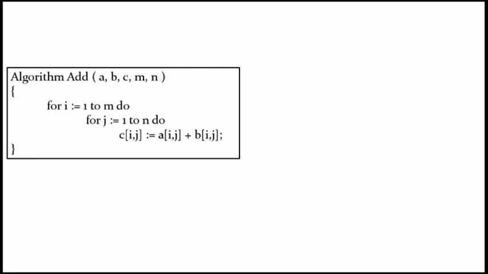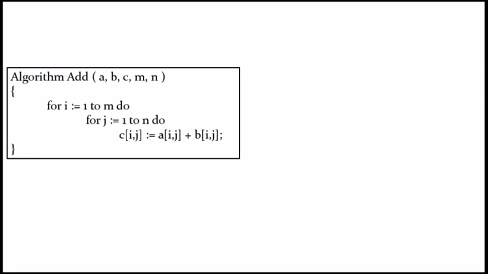So here we are taking five parameters, that is A, B, C, M and N. A, B and C are arrays. A is the first array, B is the second array, and the addition will be stored in the C array. M and N are used for the number of rows and number of columns.